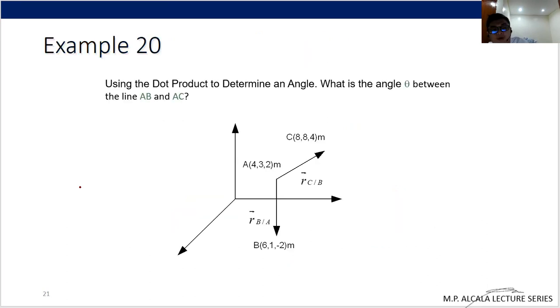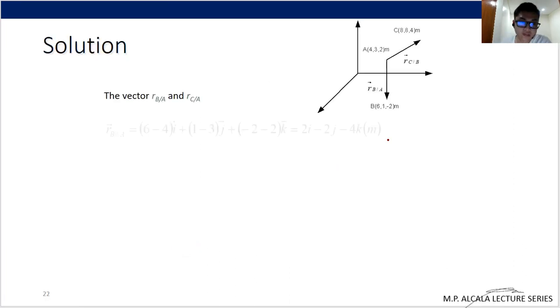So in this case, using the dot product to determine an angle, what is the angle in between the line AB and line AC? In this case, line AB and line AC. So this one, we have two lines, right? Pero yung line, the line will have magnitude of forces, at the same time you will have force vectors. So you can easily get the angle in between by using the dot product or the scalar product. Okay? Let's look at this.